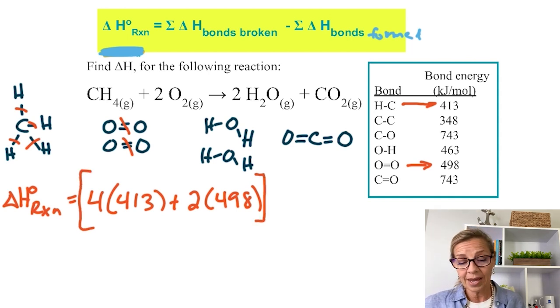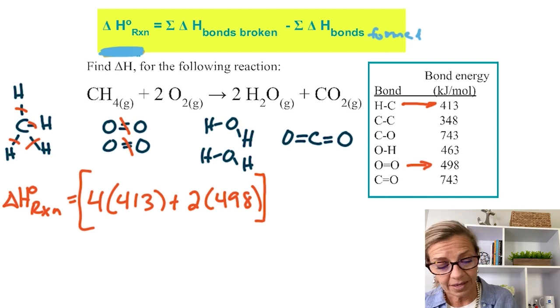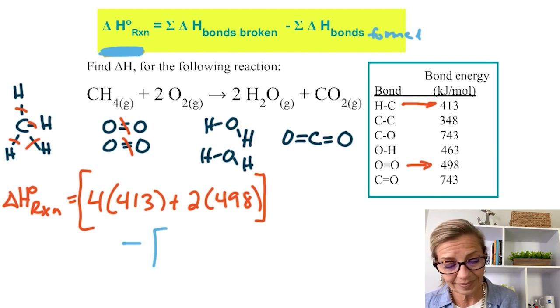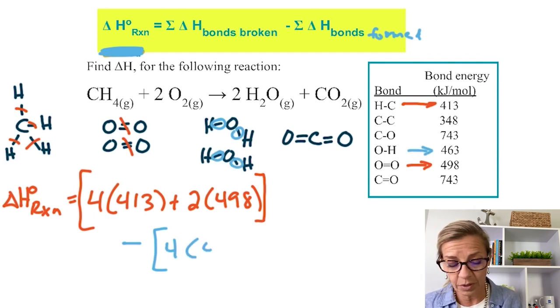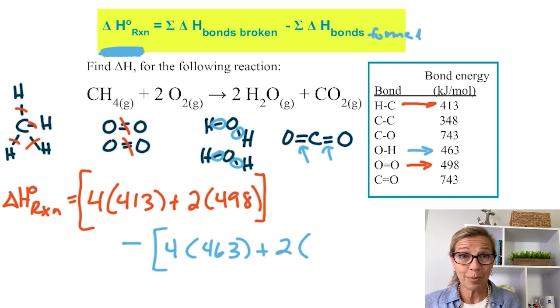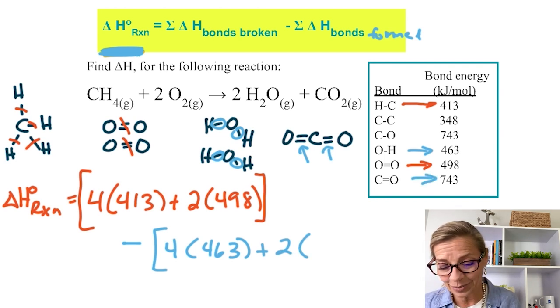Now let's subtract the bonds that we form. So minus, in water, I'm going to form 1, 2, 3, 4 of these OH bonds. So 4 times 463, plus in CO2, I've got 2 C double bond O's, and that is this one right here. That's a strong one.